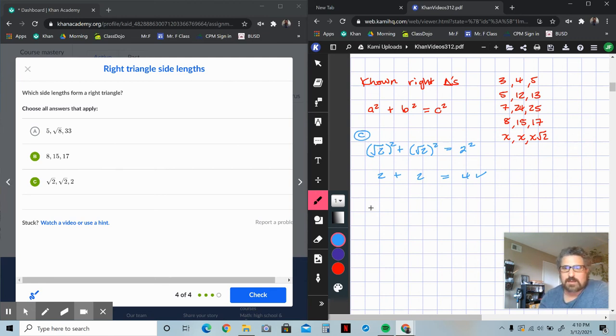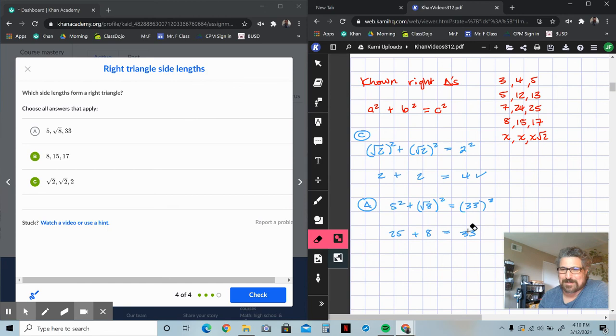And then for A, we're going to investigate A here. That's going to be 5 squared plus the square root of 8 squared is equal to 33 squared. Now, that does not look right to me at all. 33 squared is going to be huge, and these aren't going to get to be huge. So to me, I look at that and say no, but I'm going to prove it to you. So 5 squared is 25, and then square root of 8 squared is going to be 8. And that adds up to not 33 squared. That adds up to 33, right? Which is way smaller than 33 squared.